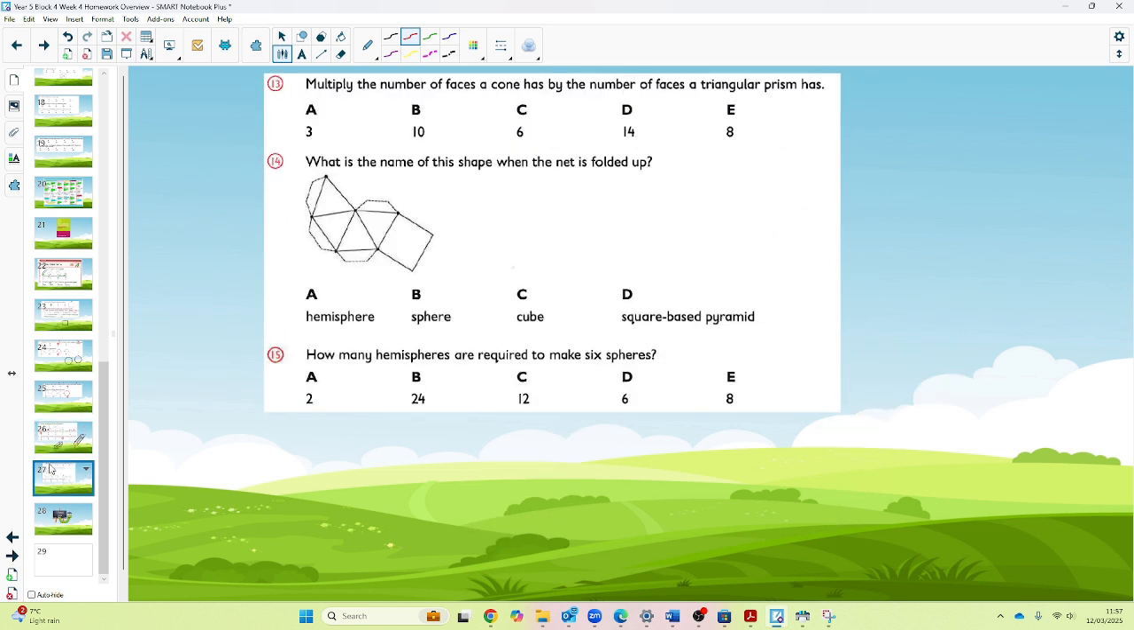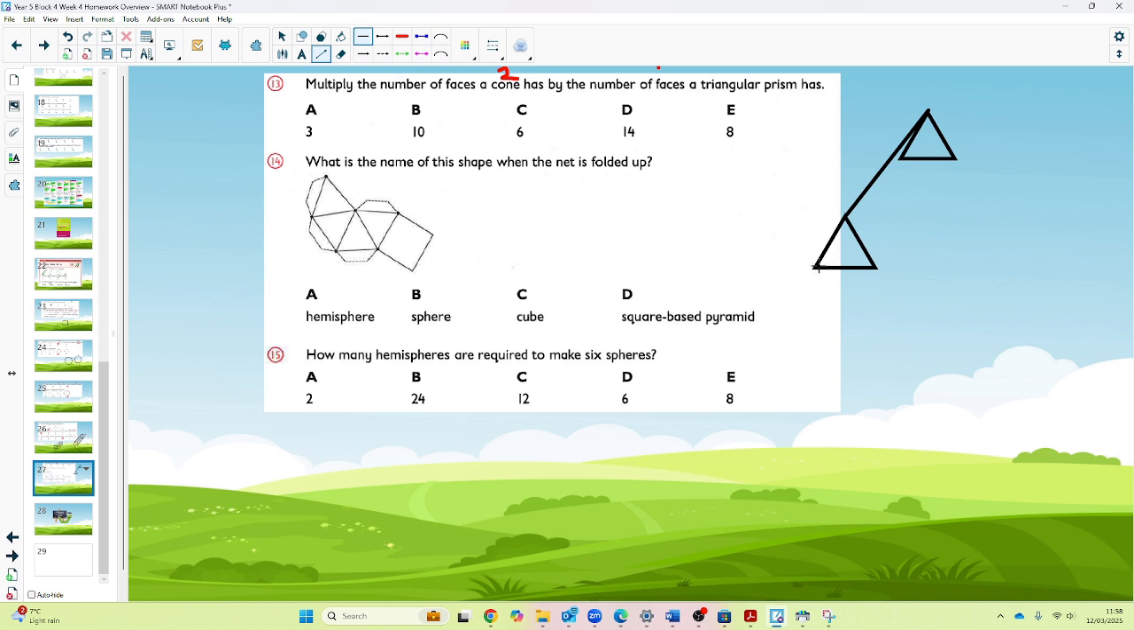Moving on now to question 13. Multiply the number of faces a cone has by the number of faces a triangular prism has. Well, with a cone, you can work out that the cone has 2 faces. I'm just going to write that up there, next to the cone. And then we've got how many faces of a triangular prism. I think it might be worth drawing a triangular prism for you again. We'll just do it here. We'll see how many faces it has once we've drawn it.